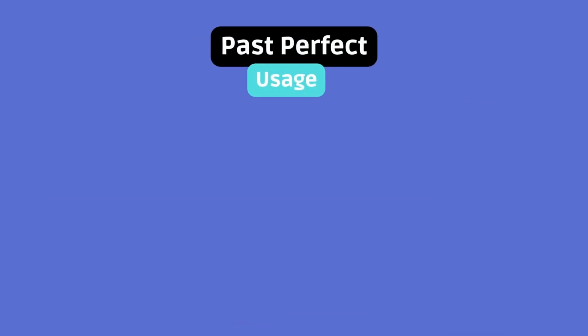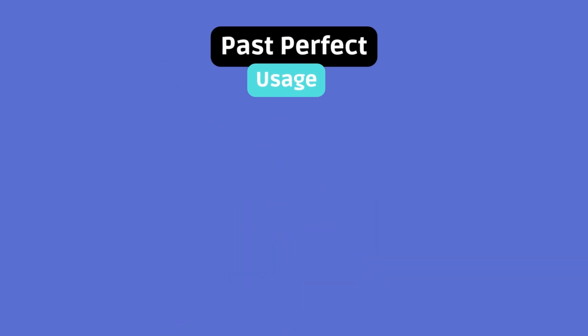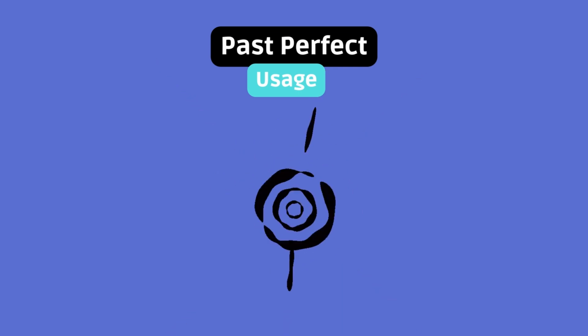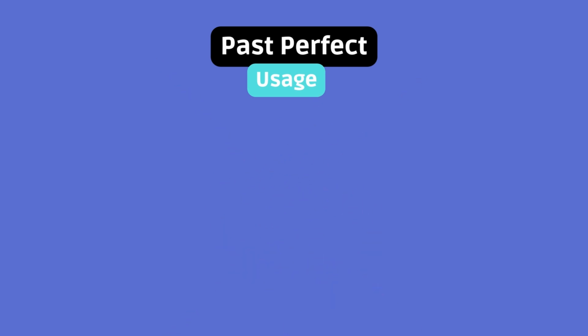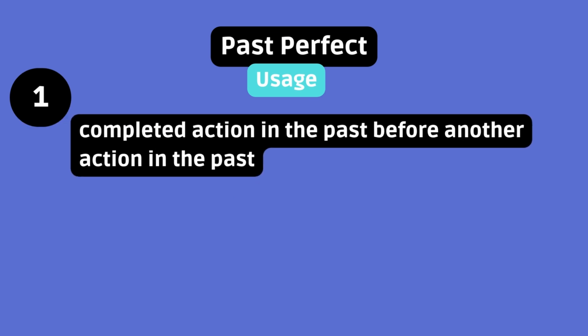Usage. Great news! The past perfect isn't as broadly used as the present perfect, which means it's used less frequently. Nevertheless, understanding and using it correctly is a fundamental pillar of one's journey in the English language. So let's look at different cases using the past perfect. 1. It can be used to talk about a completed action in the past before another action in the past, or a moment in the past.